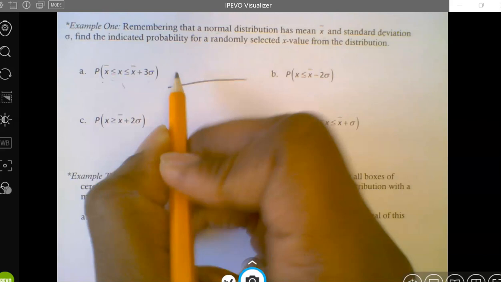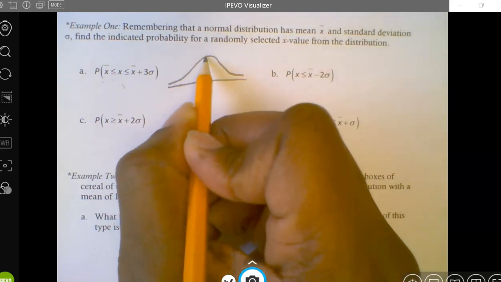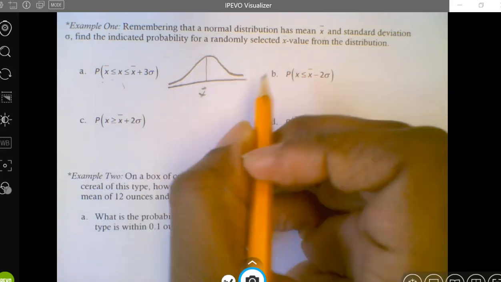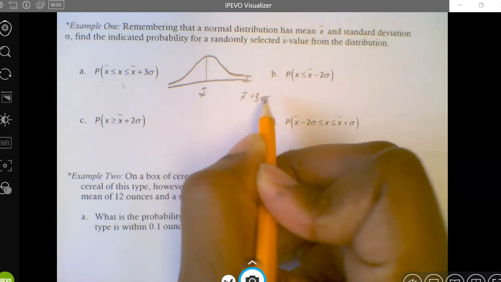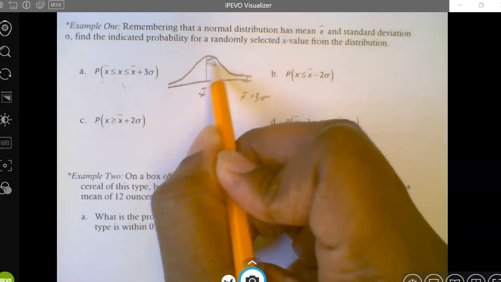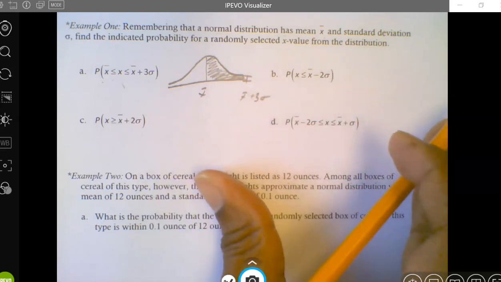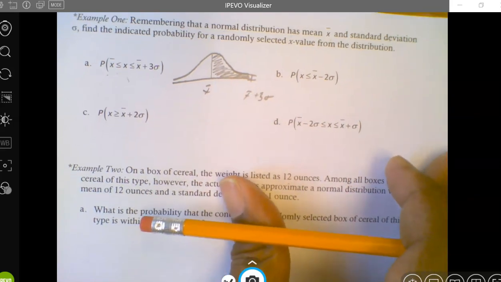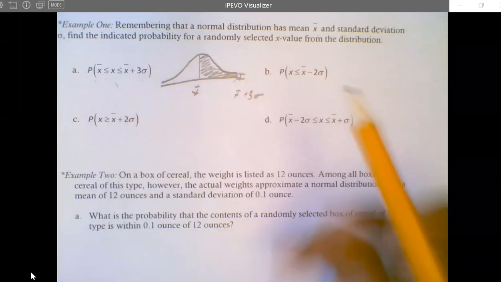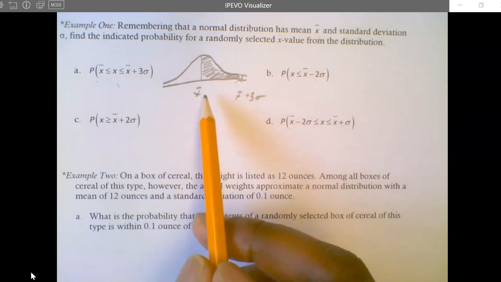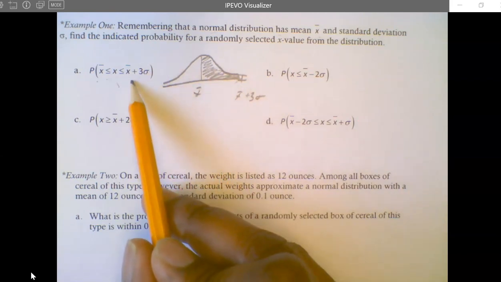I'm going to draw a picture of that. Every time I'm going to draw a picture. So draw this curve every time. So here's my mean, and here is my mean plus 3 standard deviations. It's saying find a probability that your data will fall in that range. So we have to think about what the values in that range are. In order to answer this, we have to know what percentage of data is in between there, and then we can find that probability.